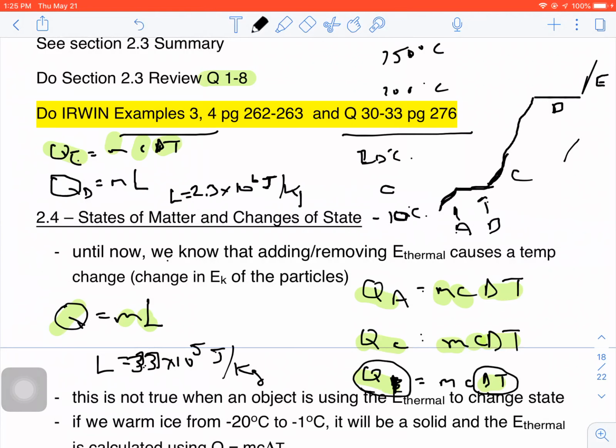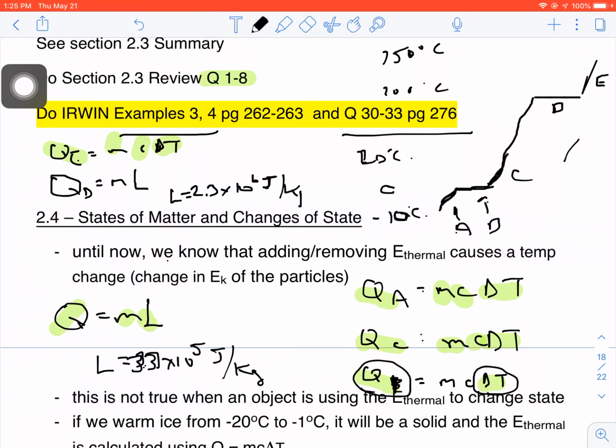Okay, 2.3 times 10 to the 6. Notice that the last one was 3.3 times 10 to the 5. Now, this is highly confusing because I've got Q equals mL here, but I need to use a different L value. So how do I know which L value to use?